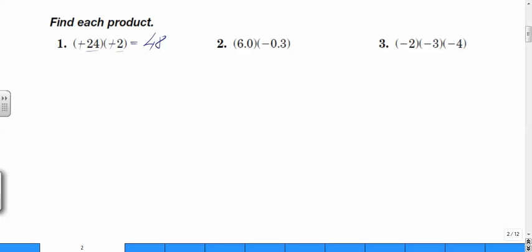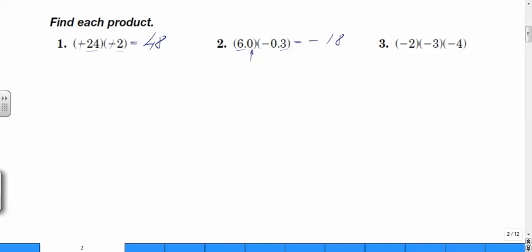Okay? Next one. I have a positive number times a negative number. I definitely know that my answer is going to be negative. All I have to do next would be to multiply the two decimals, right? To multiply decimals, do you guys remember the rule? You just multiply your numbers, ignoring the decimal point, right? So I got 6 times 3, which is 18.